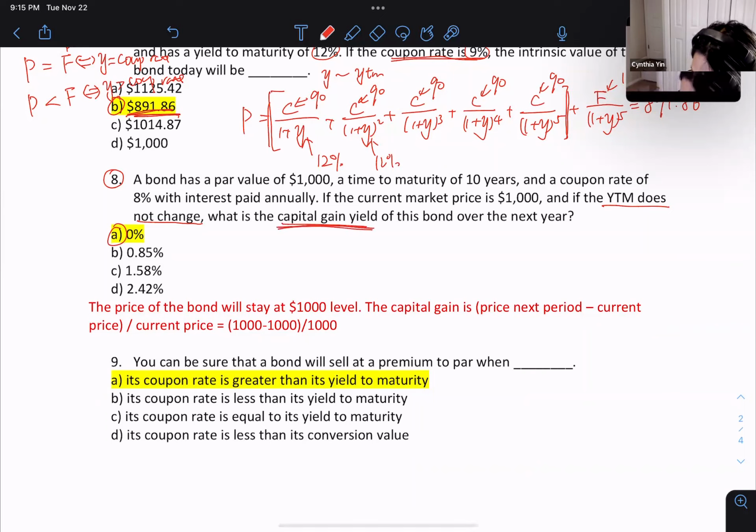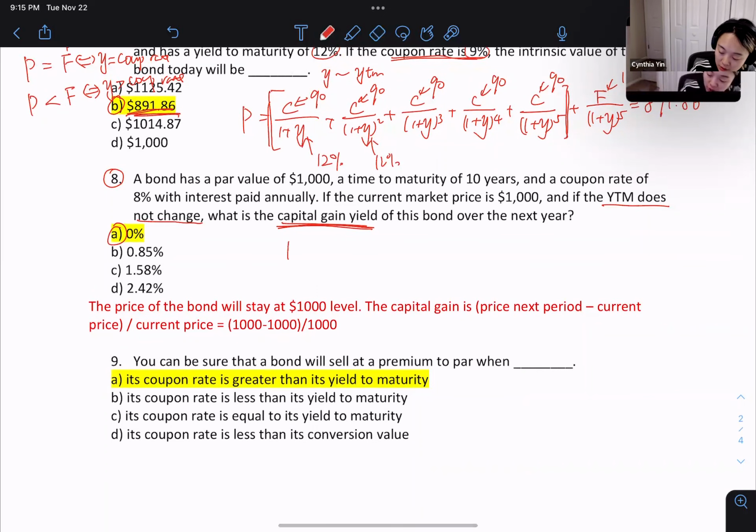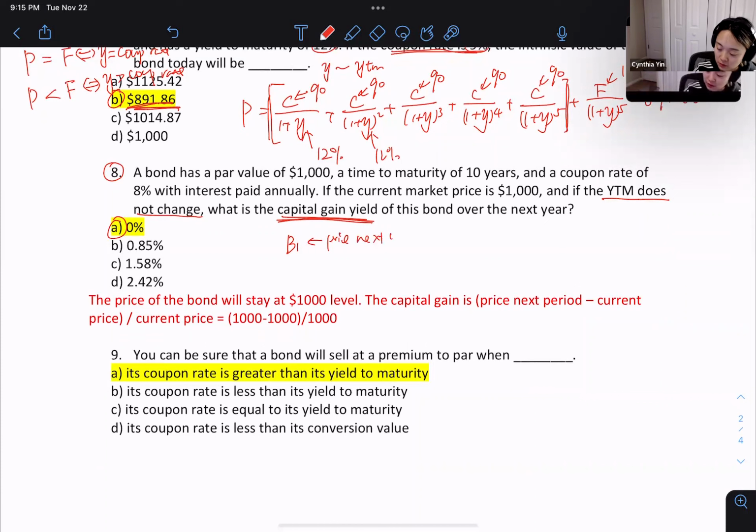Remember the definition of the capital gain yield. What is it? It means B1, which is the price next year, divided by B0, which is the current price, minus 1. This is similar to your first formula sheet in midterm. The capital gain yield comes from the price appreciation. Sales price divided by buy price minus 1, because you want a yield, you want a return. What would be the current price? Current price is given, it's $1,000.